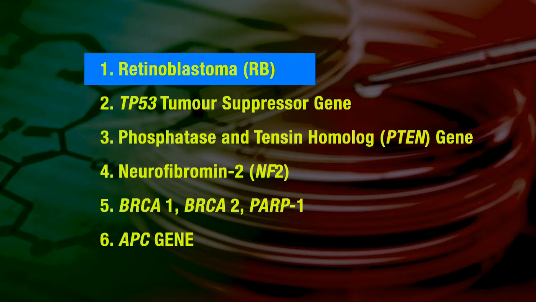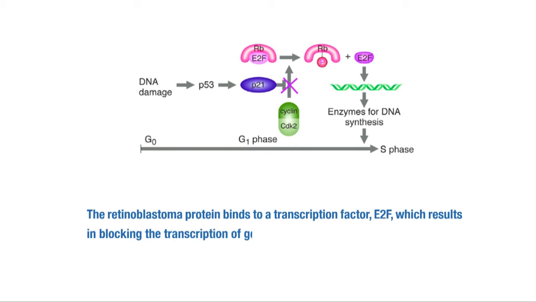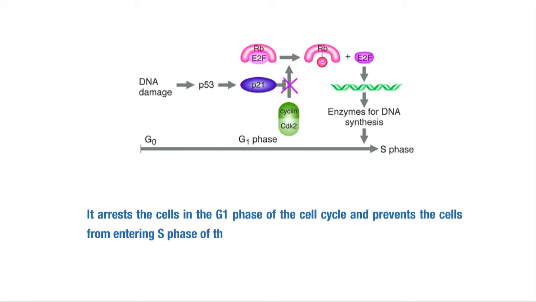The first one is retinoblastoma or RB. The retinoblastoma gene is a tumor suppressor gene that encodes the RB protein. The retinoblastoma protein binds to a transcription factor E2F, which results in blocking the transcription of genes necessary for DNA replication. It arrests the cells in the G1 phase of the cell cycle and prevents the cells from entering S phase of the cell cycle.